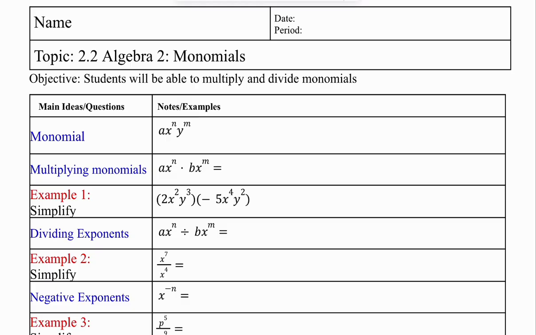So a monomial, what is it? Well, it is one term of a polynomial. The prefix poly means many. The prefix mono means one. So if that helps you to remember, it's a one-term polynomial. There'll be no plus or minuses of multiple things. So you can think of it as a one-term polynomial.